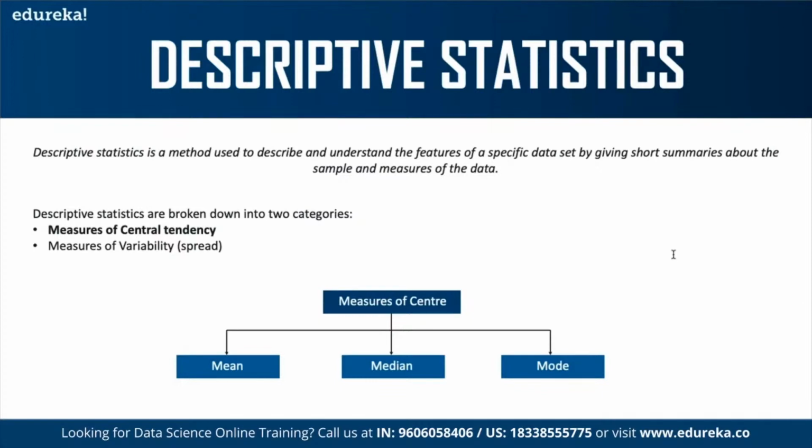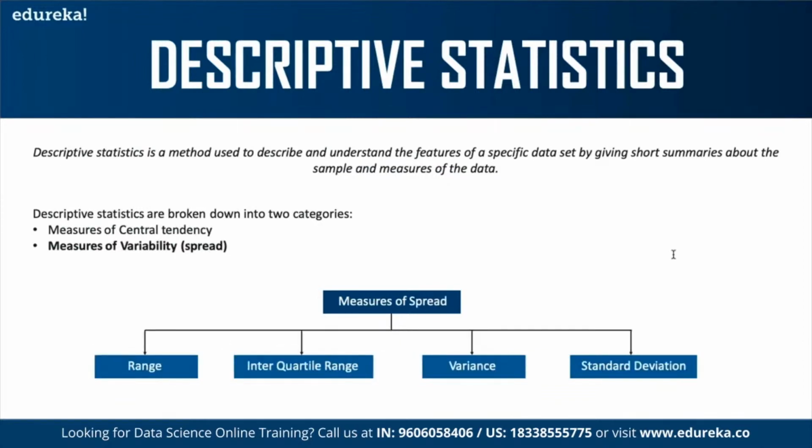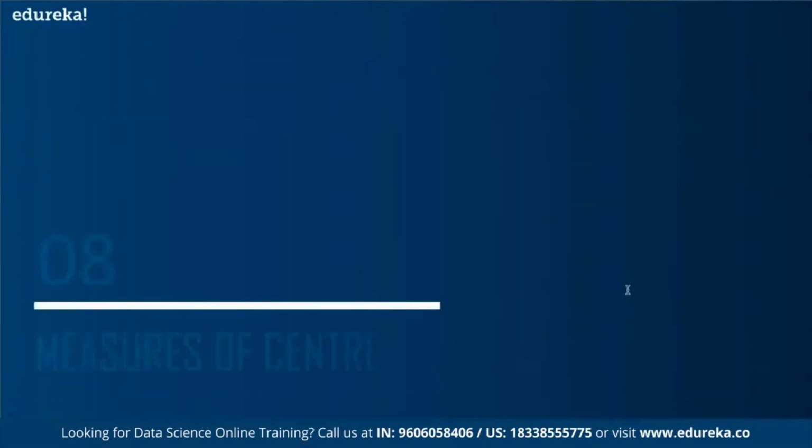So we have three main core components for any given measure of central tendency: mean, median, and mode, right? And in terms of variability, we have range, interquartile range, variance, and standard deviation. I believe most of you must be familiar with the concept of standard deviation, as most of us studied it in our school and college days. So first of all, let's look into measures of central tendency.